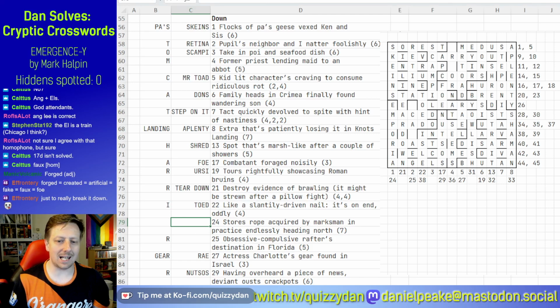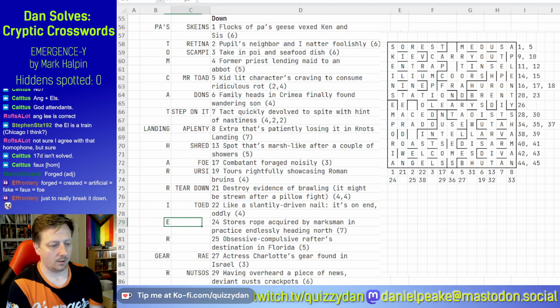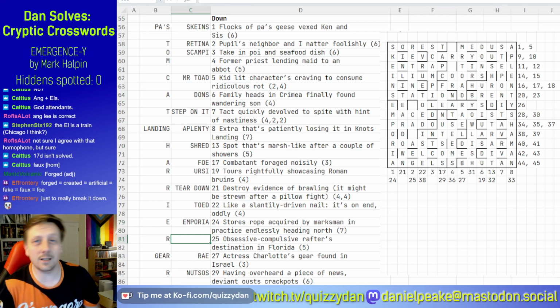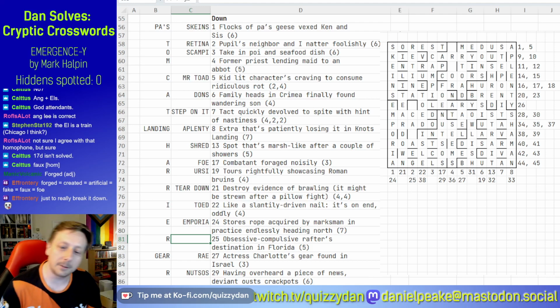In practice endlessly. So aimer minus that R, and it's all heading north. So rope becomes ROP. Aimer, we lose the R. And we get Emporia when we reverse that all. And Emporia.